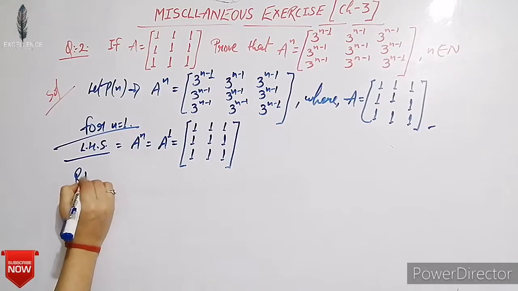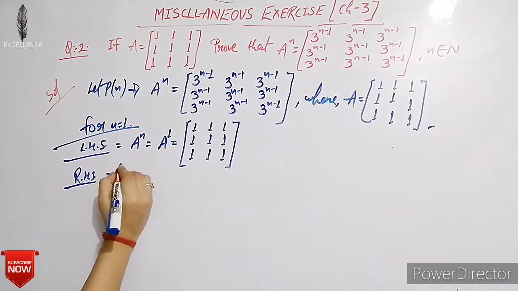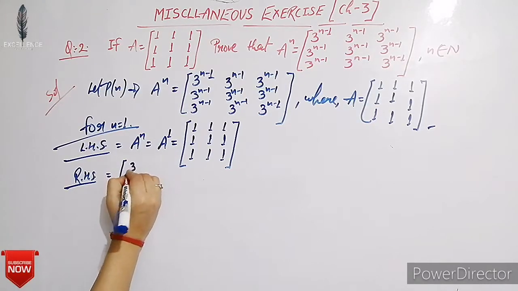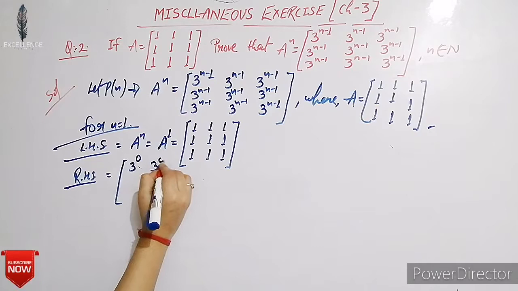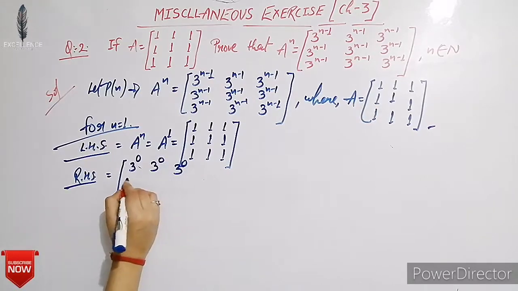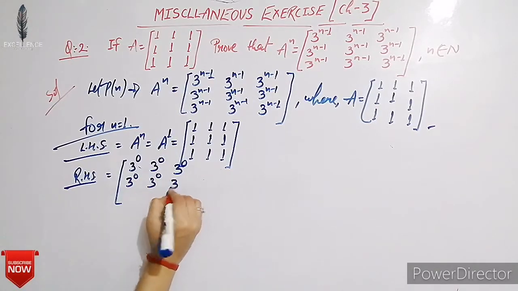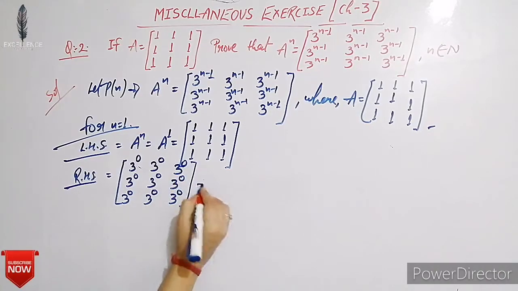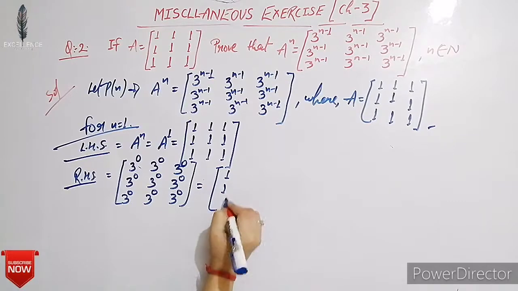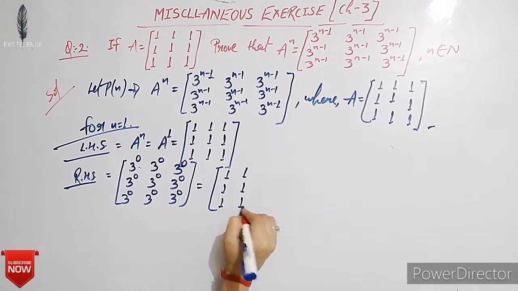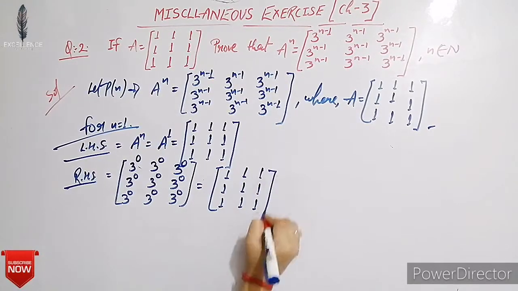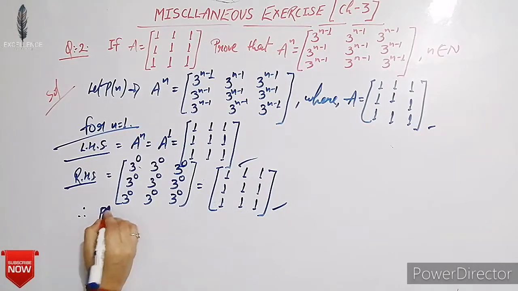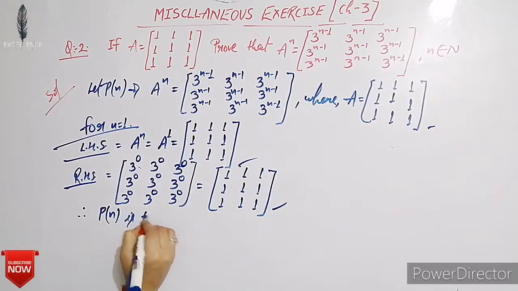And RHS equals to, put the value of 1, then we have 3 raised to 1 minus 1, that is 0. So each element is equals to 3 raised to 0. And you know that 3 raised to 0 is equals to 1. So here each element is equals to 1. Clearly we have LHS equals to RHS. So P of n is true for n equals to 1.